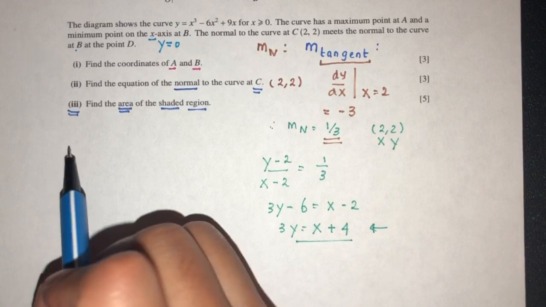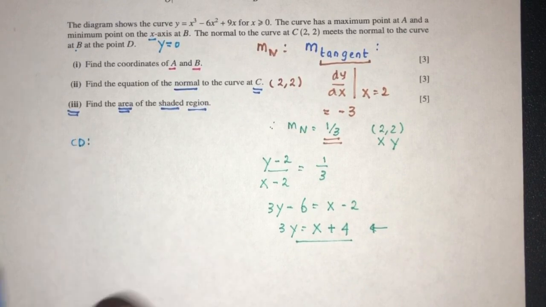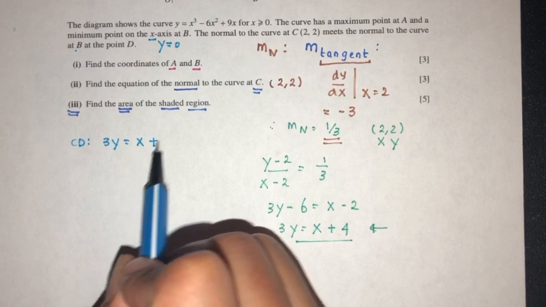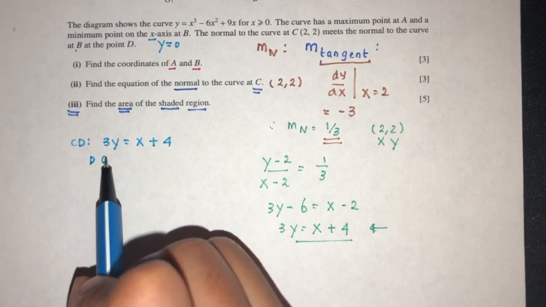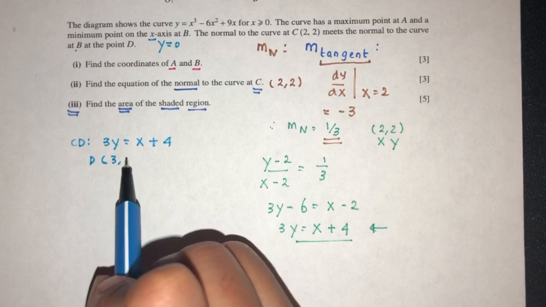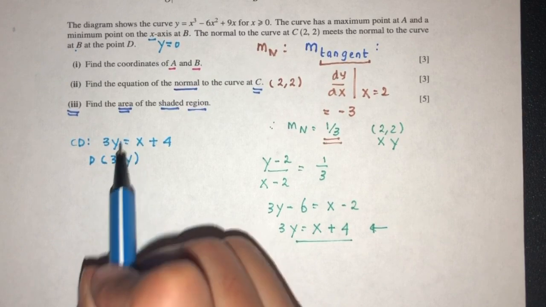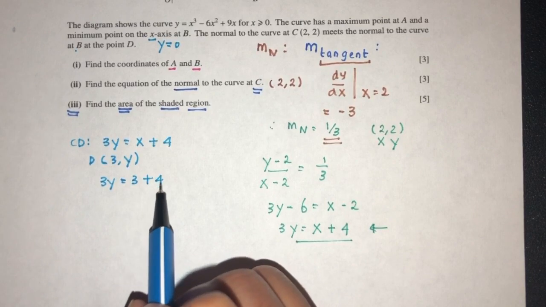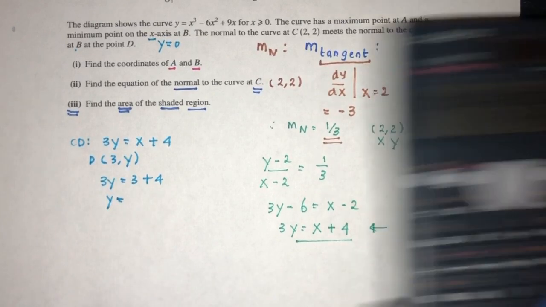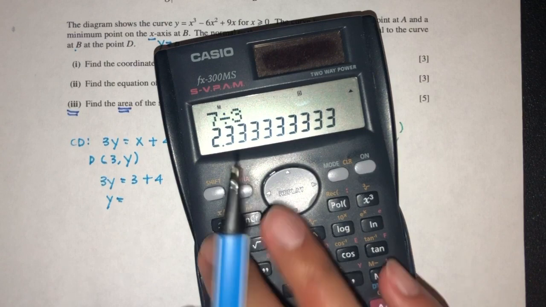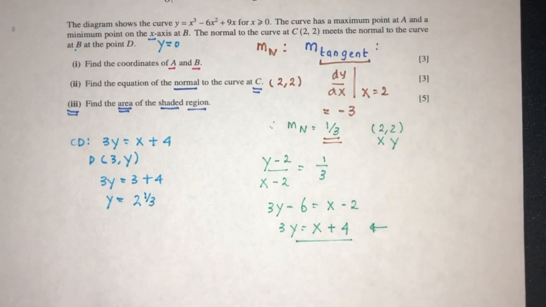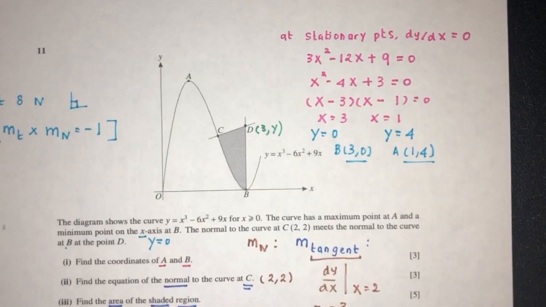So CD was found to be 3y equal to x plus 4. Now for the point D, we know the value of x, which is 3. We have to find the value of y. Replace, you will have 3y has to be 3 plus 4. So y has to be 7 divided by 3, 2 1/3. Okay, that is my value of y for my point D.